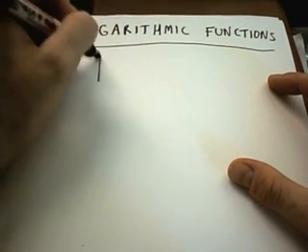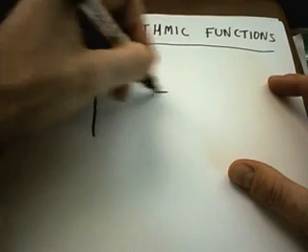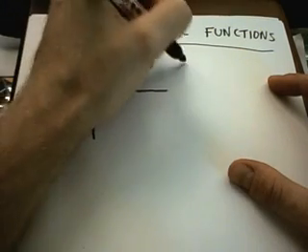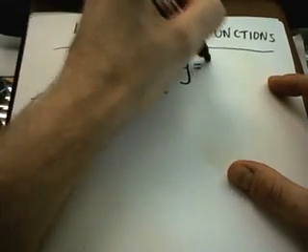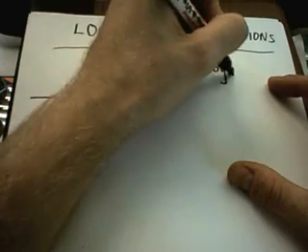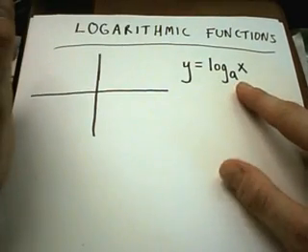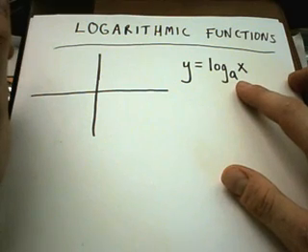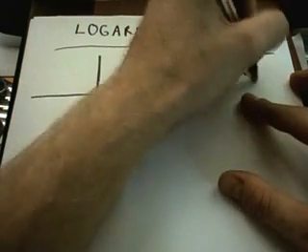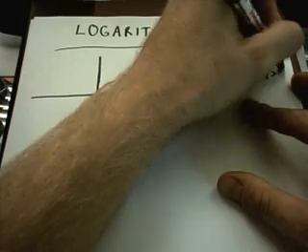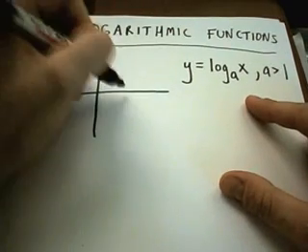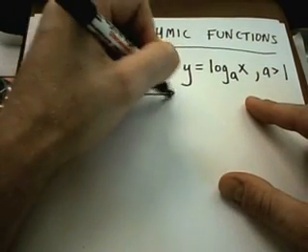So one thing, the graph of a logarithm. A logarithm looks like y equals log, and then we call it a base a of our variable x. And this base a can be any number greater than 0. We don't let it equal 1. But the most important case is going to be when this base is greater than 1.